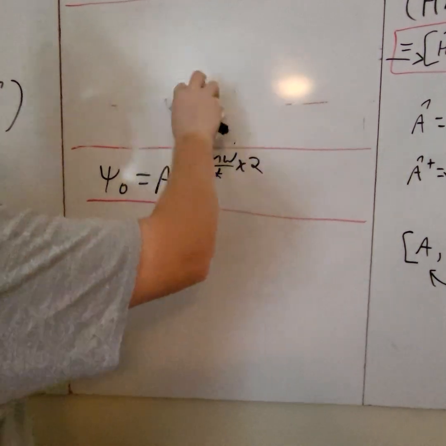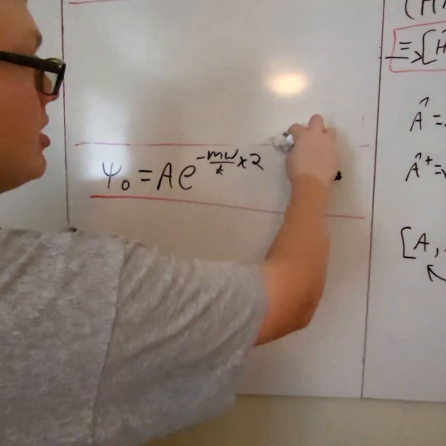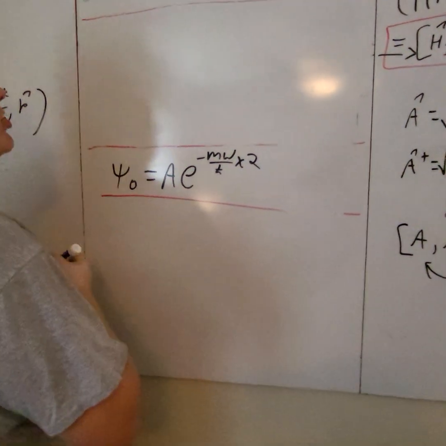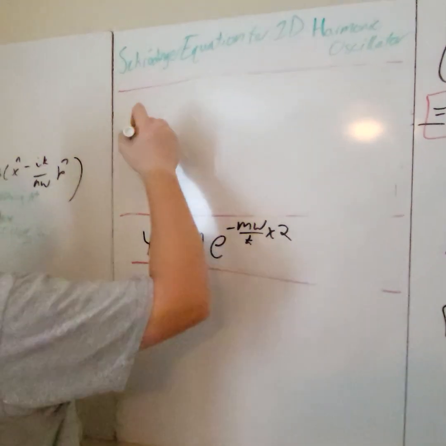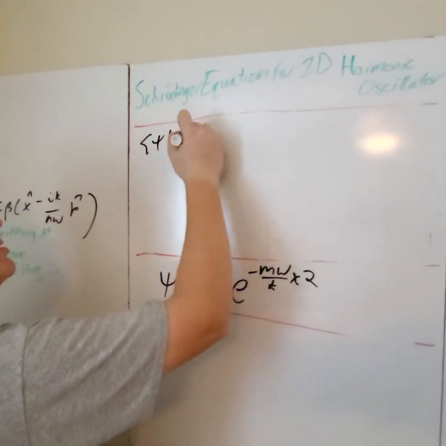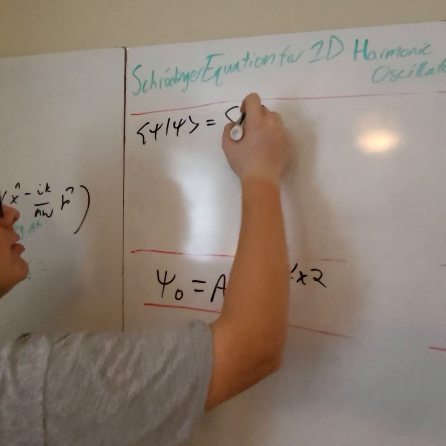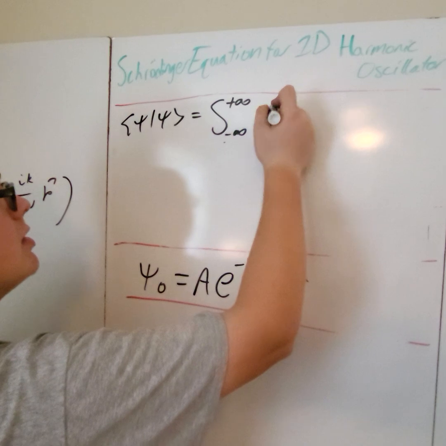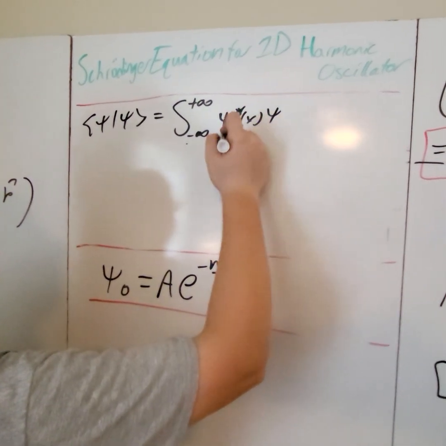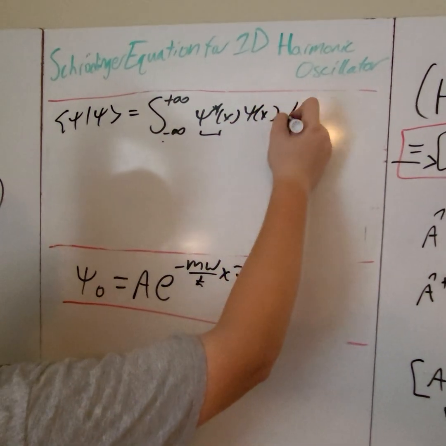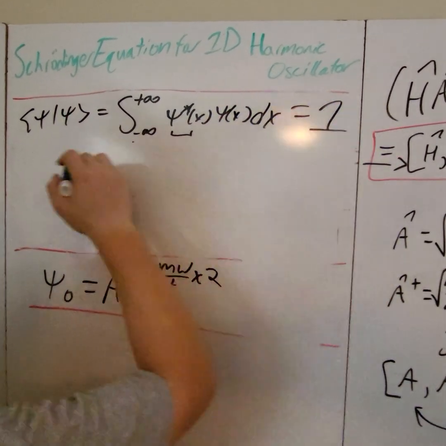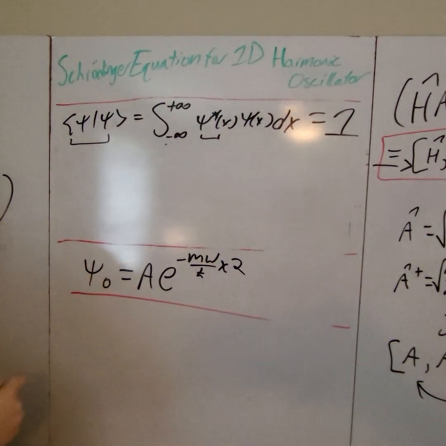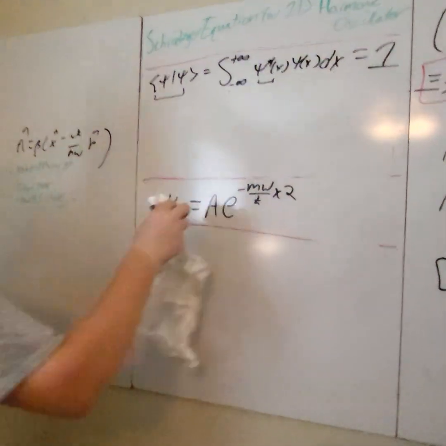We can determine the factor of A by considering that the wave function is, by definition in quantum mechanics, a probability amplitude, which means that basically the probability of being somewhere in space, integrated over all space, complex conjugate, must equal 1, or in Dirac notation, the inner product of this ket with itself is equal to 1.